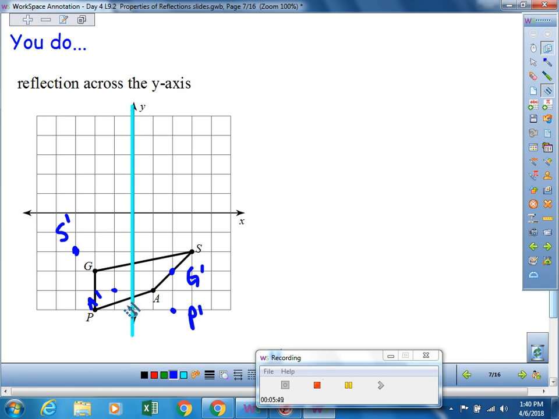And then again, if you're not sure what to connect, just go back to your original shape. G to S, G prime S prime. S to A, S prime to A prime. And then P to G. Okay?